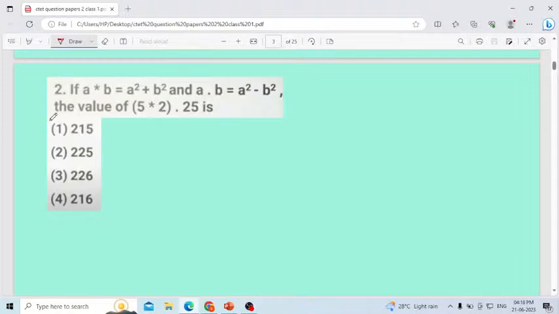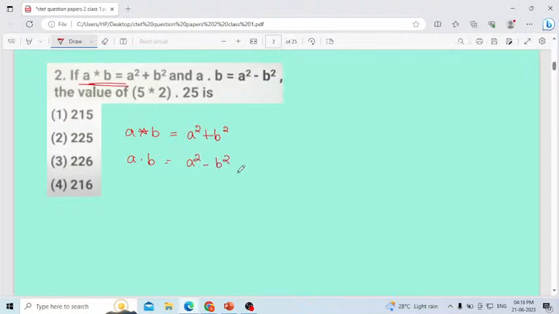Okay. Next important question: if a star b is equal to a square plus b square, here they have given a star b. What is its value, or what does it mean? A square plus b square. Then a dot b is equal to a square minus b square. This is a simple, easy question, not a tricky one.